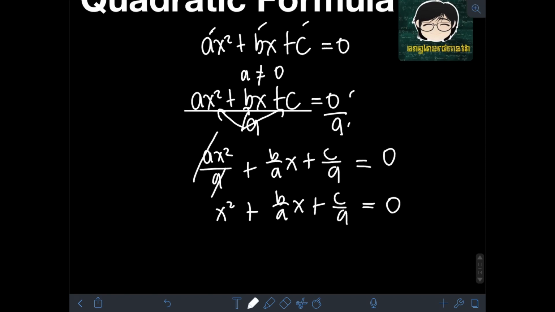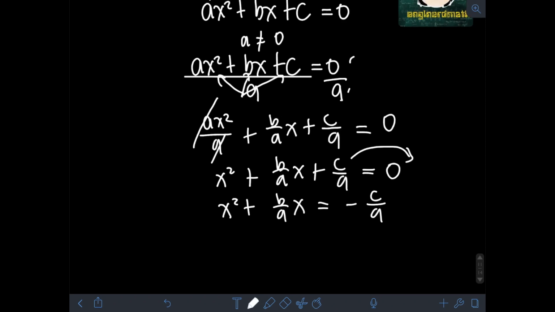The next step is we need to isolate the constant on the right side. So we just transpose c over a to the right. We have x squared plus b over a times x equals negative c over a. And then we need to complete the square of x on the left side. So we will need to find a term that we will add to both sides of the equation to complete the square of x. To find the term, we just need to divide the numerical coefficient of the x term by 2 and square the answer.